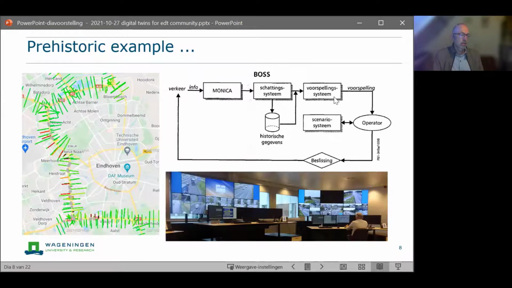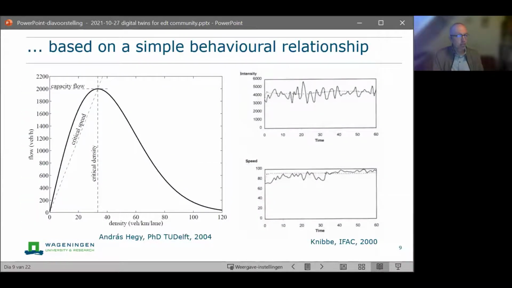But the interesting thing, of course, is the simulation part. How can you know what happens with traffic? And the good fortune that we had is that there is a very simple relationship that can be used to model traffic like it's a kind of fluid flow, which is shown on the left of this slide. When you know the density of traffic, so the amount of vehicles per kilometer per lane, you can more or less directly infer the traffic flow and also the speed from that.